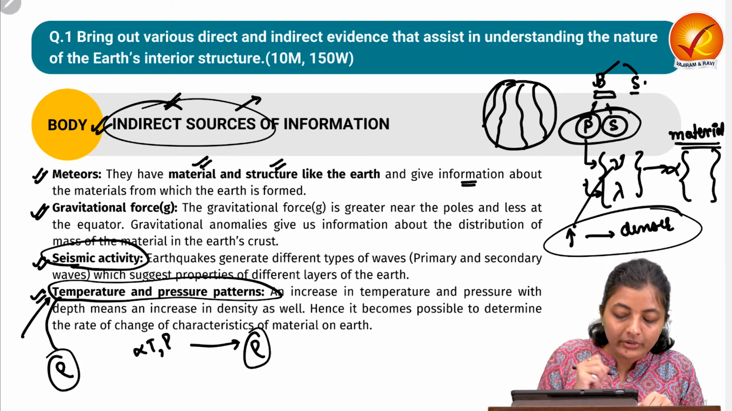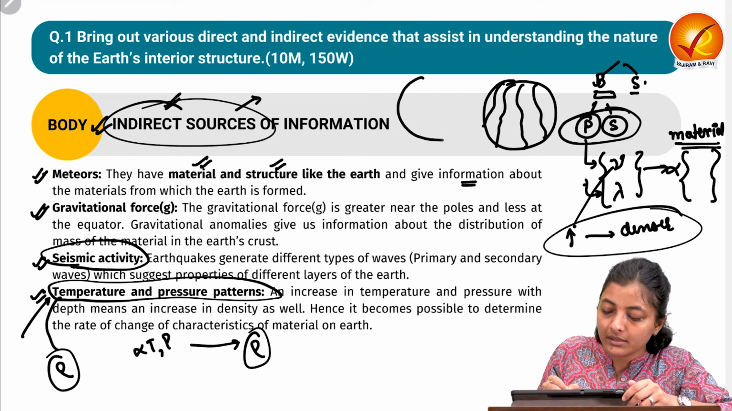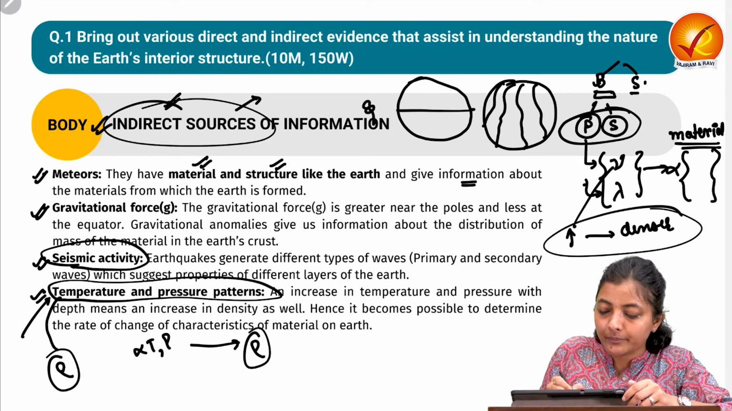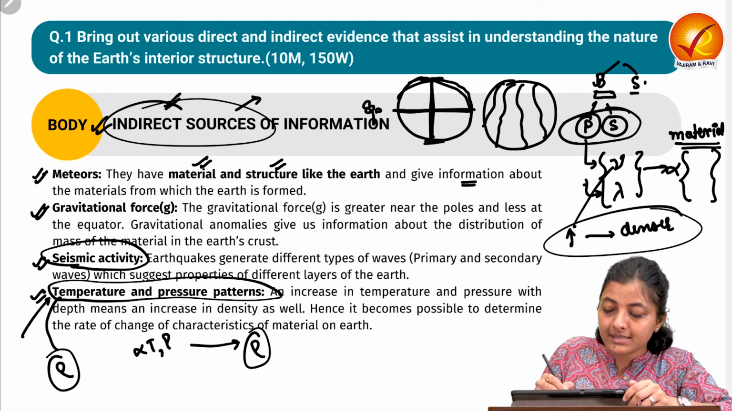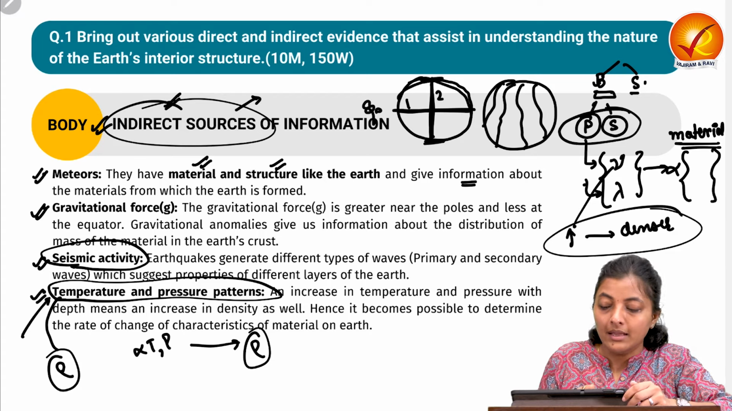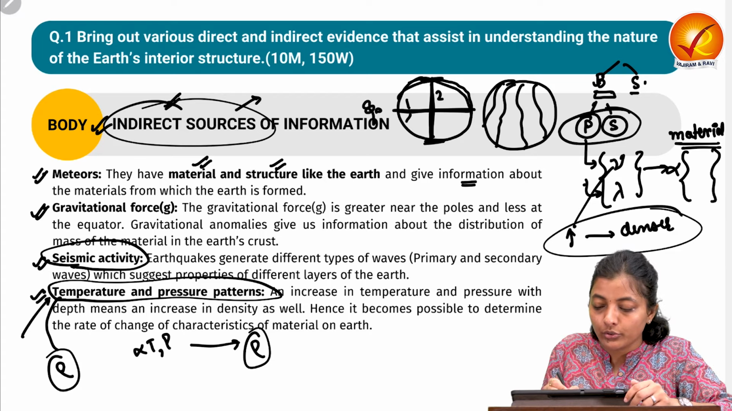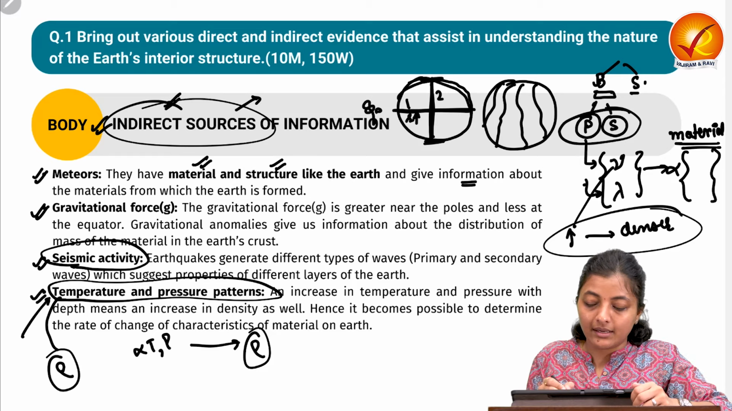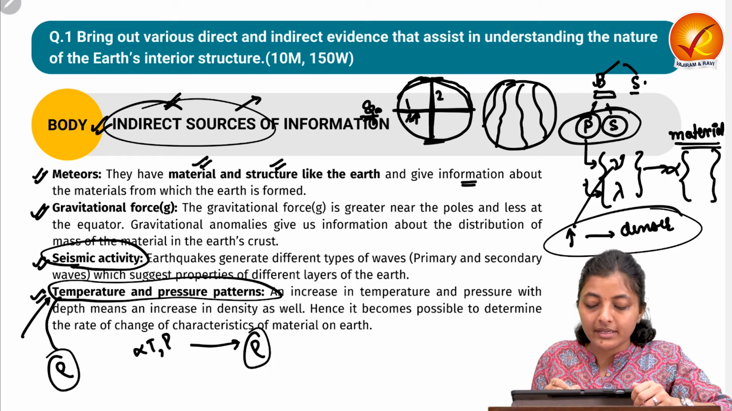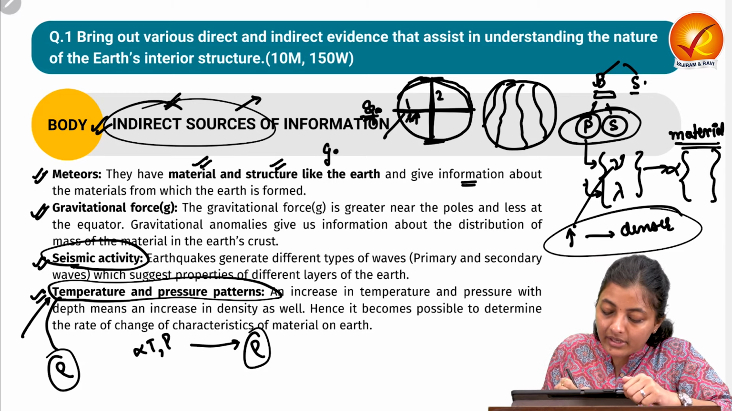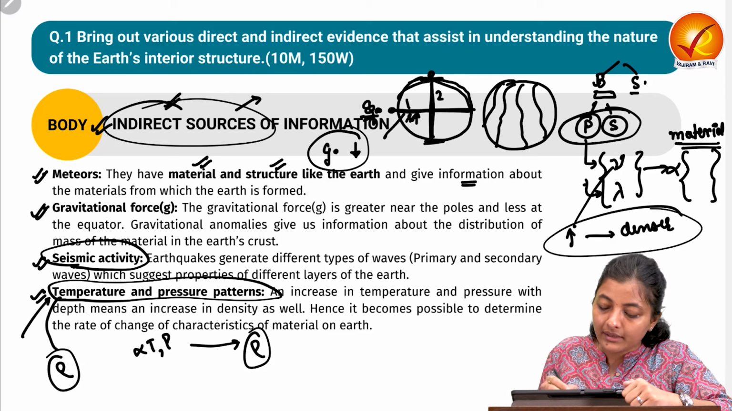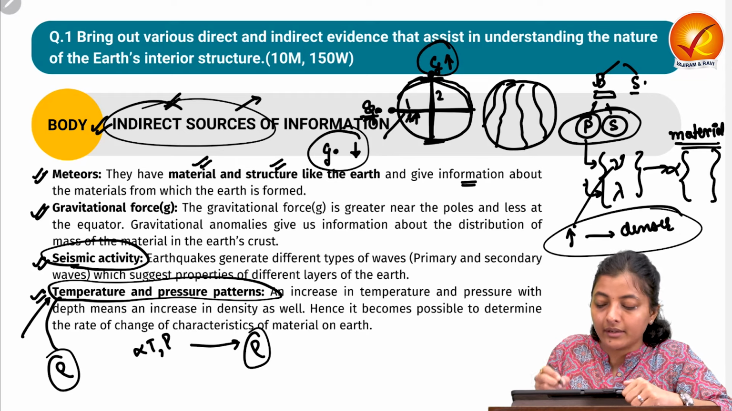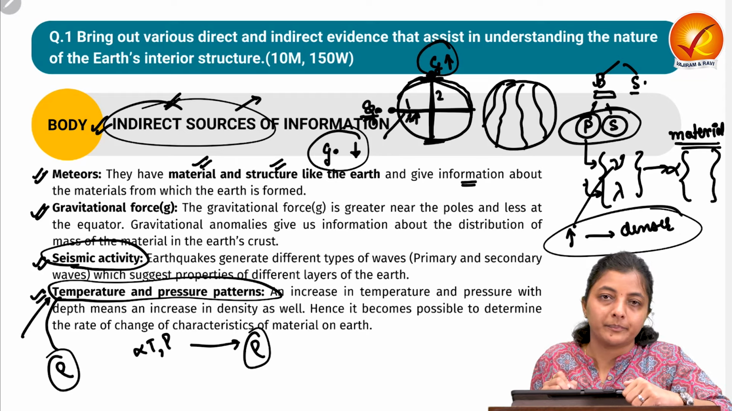Okay, next is gravitational force. We know that Earth has a bulge at the equator. It means this distance is more, and the poles are somewhat flattened, so this distance is less as compared to this. This is one, this is two. The radius is larger at the equator. We know that the gravitational force is less at the equator if we are standing on the surface of the earth, and gravitational force is higher at the poles because they are somewhat flatter.